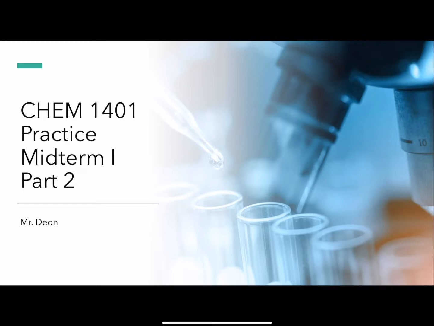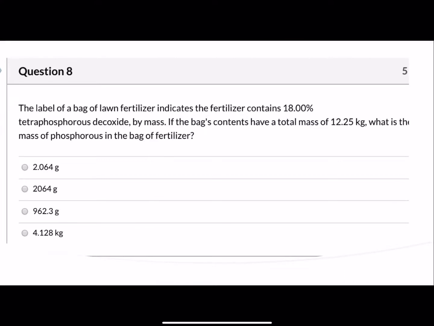CHEM 1401, Practice Midterm 1, Part 2. So beginning with question number 8, it says here, the label of a bag of lawn fertilizer indicates the fertilizer contains 18% of tetraphosphorus decoxide. So first let's get that.